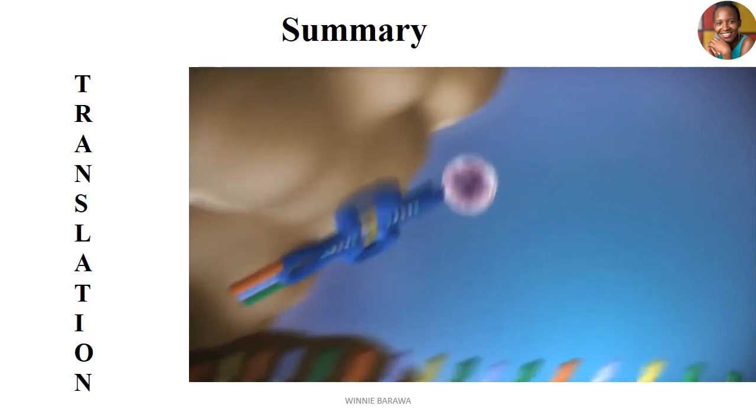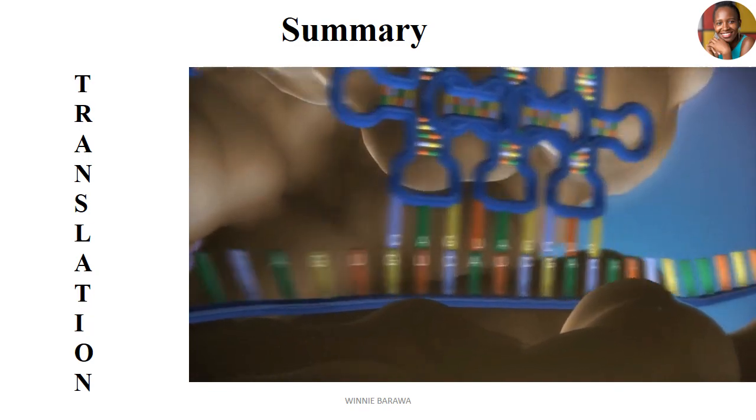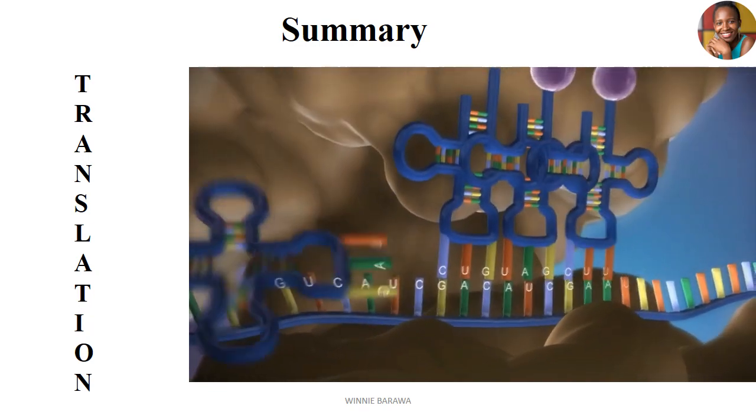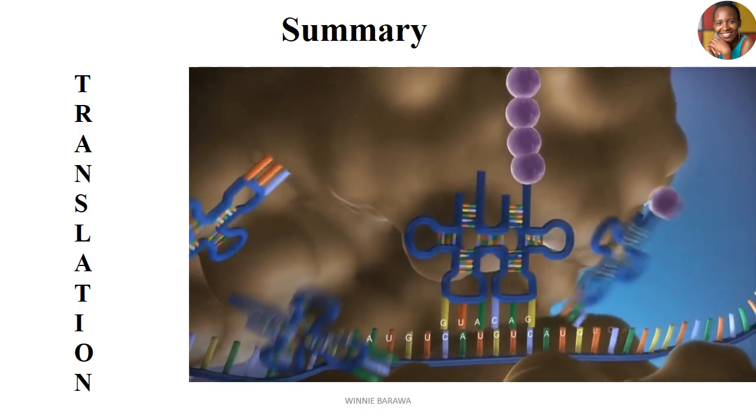The messenger RNA is read 3 bases at a time. As each triplet is read, a transfer RNA delivers the corresponding amino acid, forming the proteins that are needed.